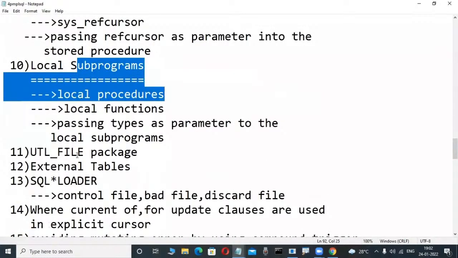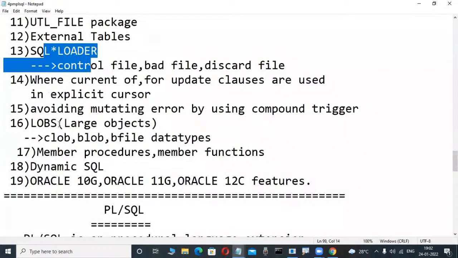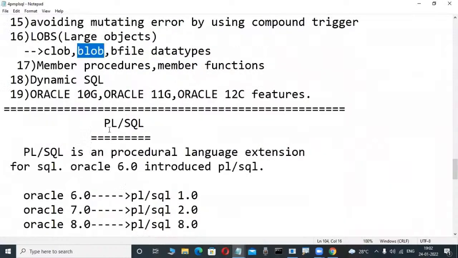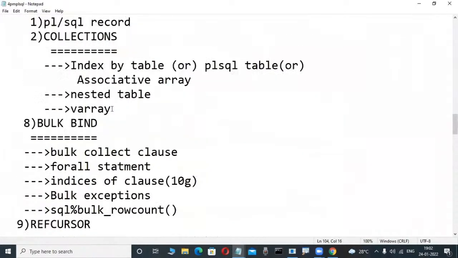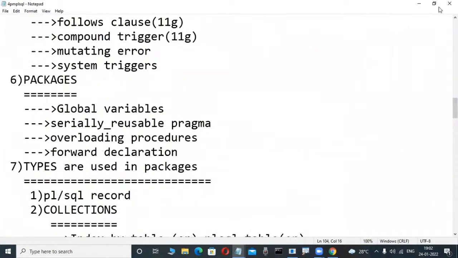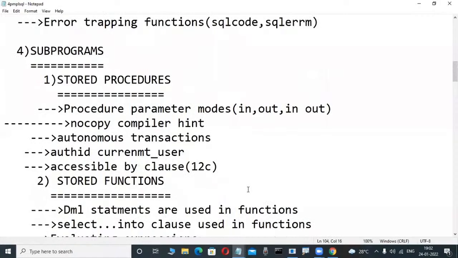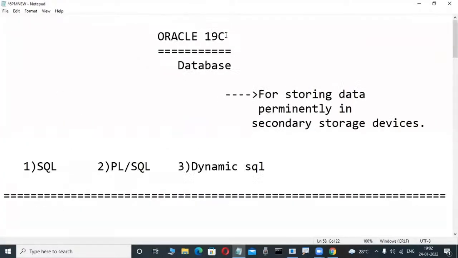Local subprograms, UTL file packages, external tables, SQL loader, and LOBs: the images we store use the BLOB data type. Those are all the things we learn in our courses. SQL, PLSQL, dynamic SQL, like that, so many things. These are the demos, small things, roughly some concepts I'm introducing to you. That is enough.